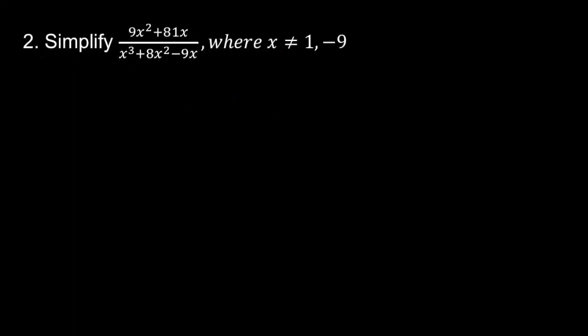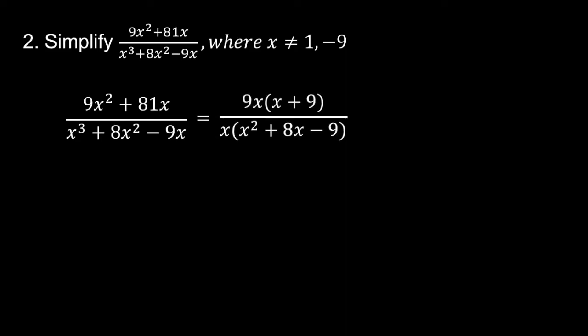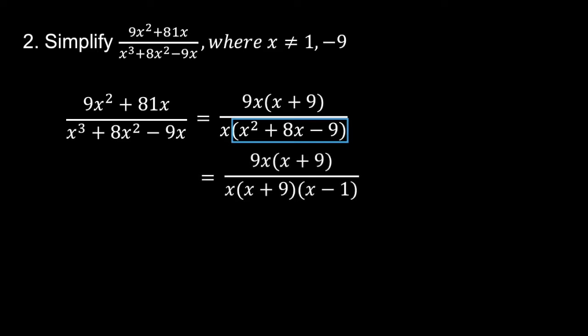Let's have another example. In this example, we simplify the numerator and the denominator by first factoring out their greatest common factor, which are 9x and x respectively. We see that in the denominator, we can still factor x squared plus 8x minus 9, giving us x plus 9 times x minus 1. We now divide x and x from the numerator and the denominator, and similarly, x plus 9 and x plus 9, to give us 9 over x minus 1.